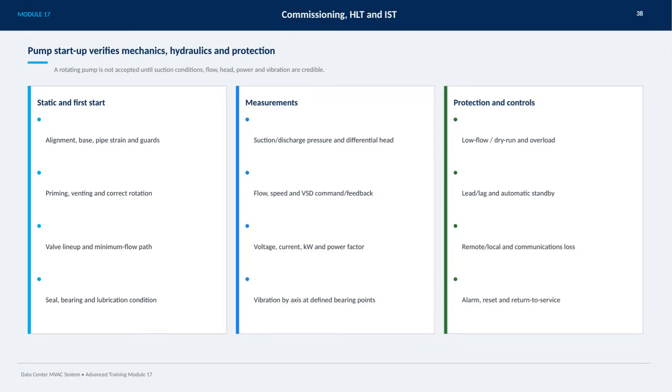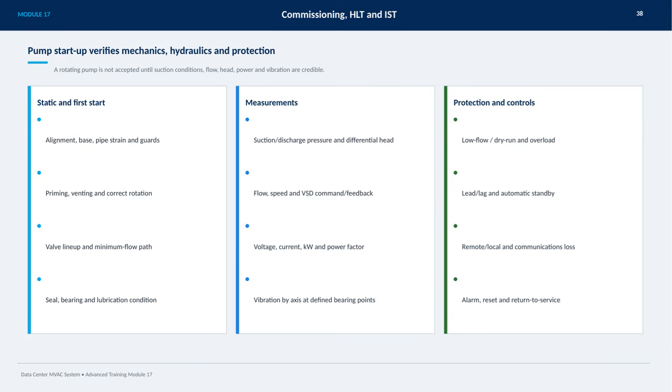On this slide, we focus on the critical process of pump startup, which ensures that all mechanical, hydraulic, and protective functions are operating correctly. Before a pump is accepted, we must confirm that suction conditions, flow rates, head pressure, power consumption, and vibration levels are credible and within specifications.